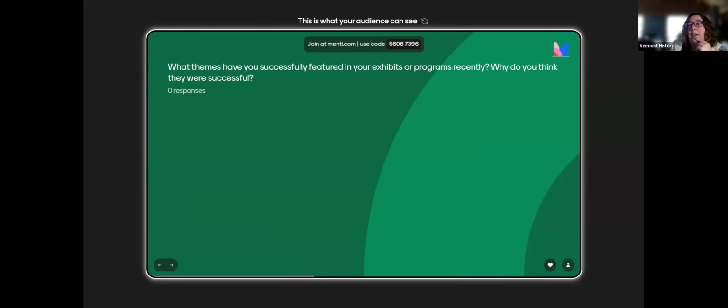What themes have you folks been doing, and what ideas have you focused your exhibits on that you thought were particularly successful?